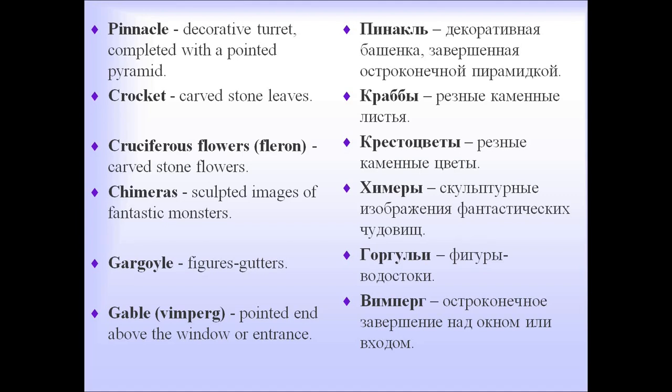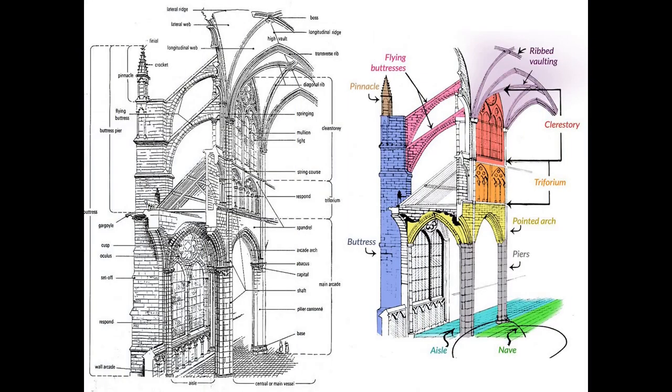So we should learn to give the right titles to identify all these elements correctly. Let's do it again. So firstly, what can we see here? We can see a fragment, the plan of a Gothic temple.